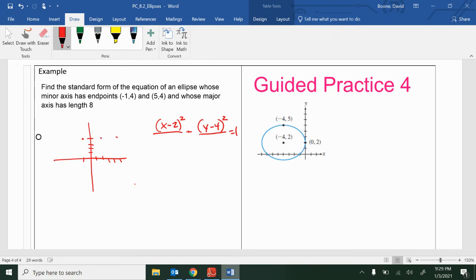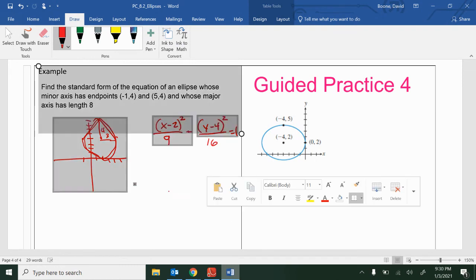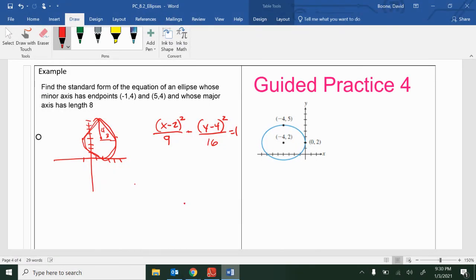We determined the center was at 2, 4, and the major axis was 8, so we had 1, 2, 3, 4, and then down 4 here, so we had that roughly like that, where this distance was 4 and this distance was 3. So that's the short one. So 3 squared would be 9, and the y distance was the long one, so 4 squared is 16. That's how we would have our final equation in the standard form.